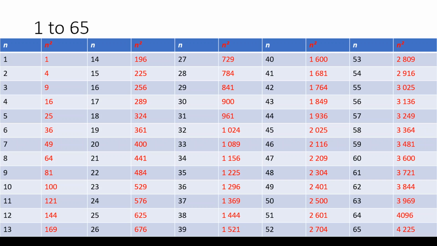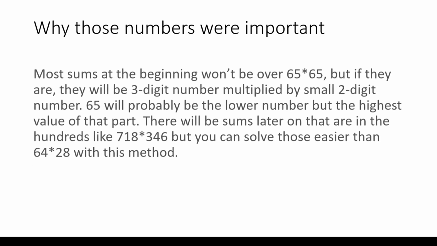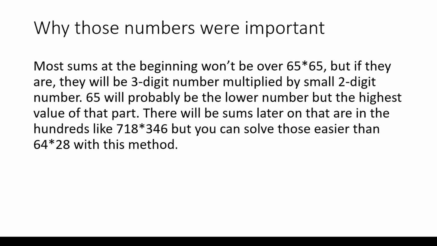But why learn all of these? You don't, you just have to know pretty much the borders. So why were those numbers important? Most sums at the beginning won't be over 65 times 65. But if they are, they're going to be 3-digit numbers multiplied by small 2-digit numbers.